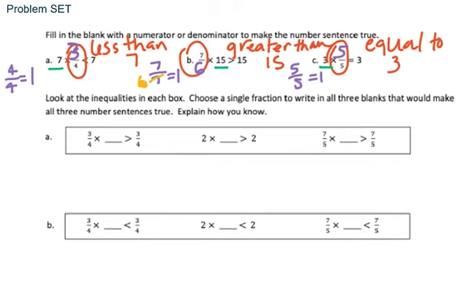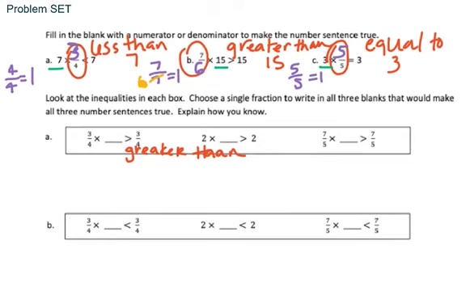All right, let's take a look at the inequalities in the boxes. Again, I'm going to give you some hints. These are a little challenging. We're going to look at 3/4 times something is greater than 3/4. 2 times something is greater than 2. And 7/5 times something is greater than 7/5. So these are all greater than.